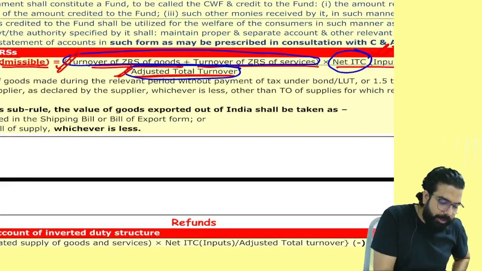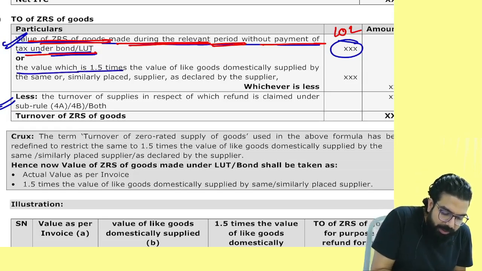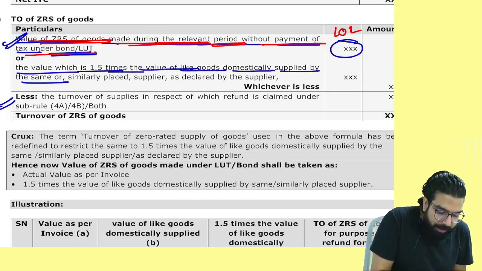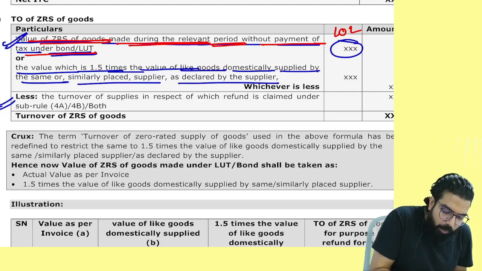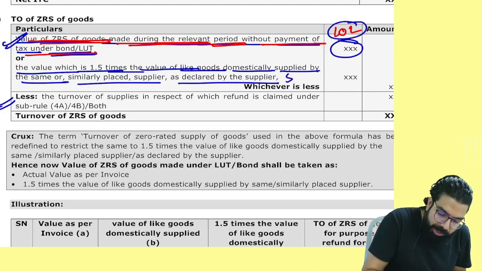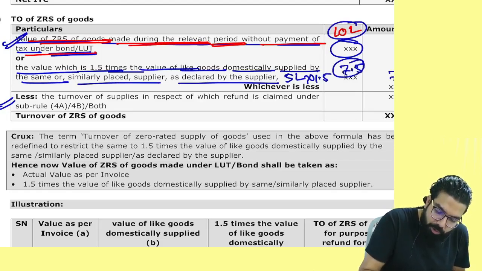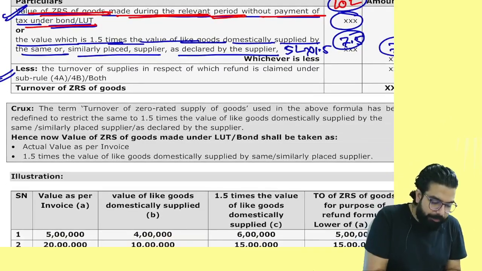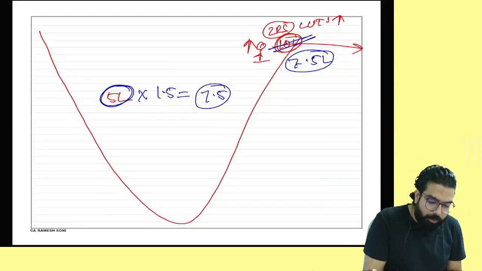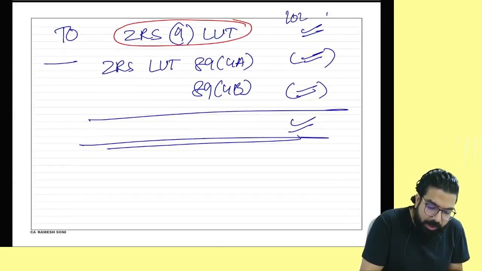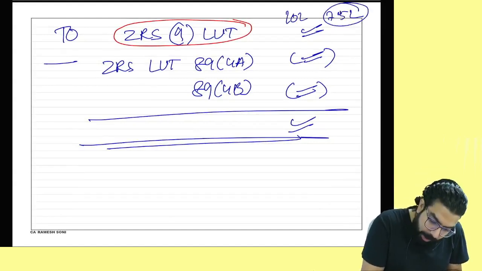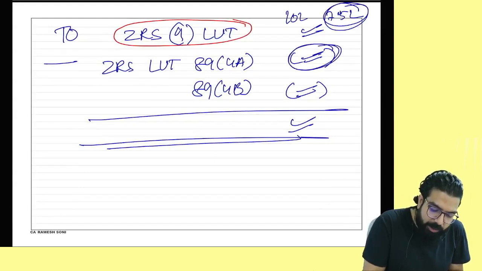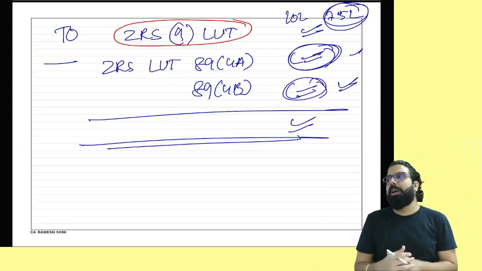And hence government went ahead and told over here, see, the value which is 1.5 times the value of like goods domestically supplied by the same or similar place. So whatever you have shown, 10 lakh you have shown, but those goods can be sold in India at 5 lakh. 5 lakh ka 1.5 time is how much? 7.5. So you should take 7.5 lakh. And from 7.5 lakh, they told to remove now 89 4A and 4B. Now you tell me one thing, you will take 10 lakh over here or you will take 7.5 lakh? 7.5 lakh, and from that, whatever is your 89 4A turnover and 89 4B turnover, you remove it.